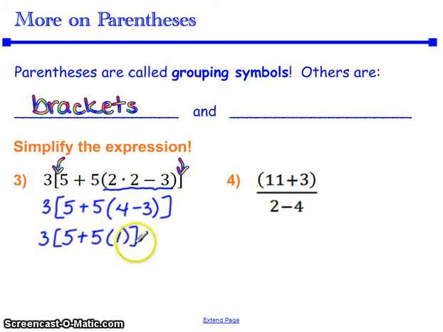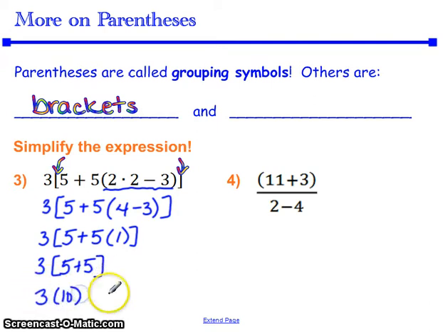Now I'm still on this parentheses step, but I'm inside the brackets instead. So I'm going to do 3 times, and then in here I have to do the multiplication, the 5 times 1. So I've got 5 plus 5. Then I'm still going into those brackets, so I'm going to have 3 times 10, and 3 times 10 equals 30, which is our final simplified answer.